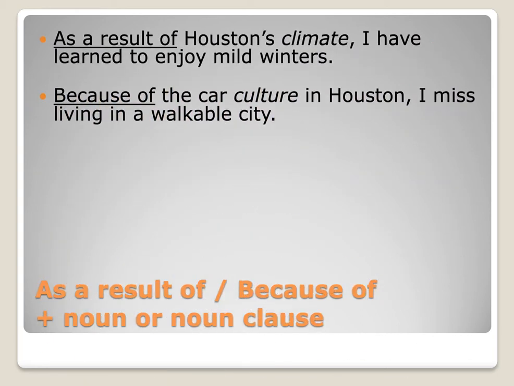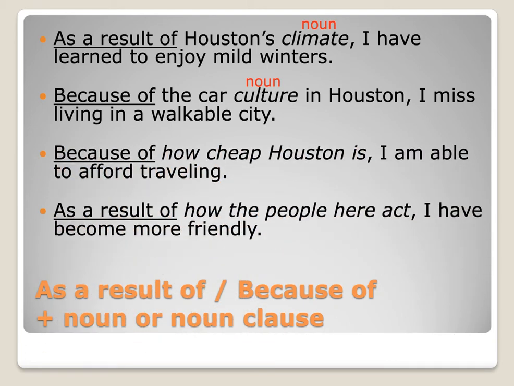Okay, now let's look at some others. The first sentence says, as a result of Houston's climate, I have learned to enjoy mild winters. That is true. I don't like cold winters. Because of the car culture in Houston, I miss living in a walkable city. So first of all, when we use as a result of or because of, we have the preposition of, which means it needs to be followed by a noun or a noun clause. And when we use these two, as a result of and because of, we put them with the cause.